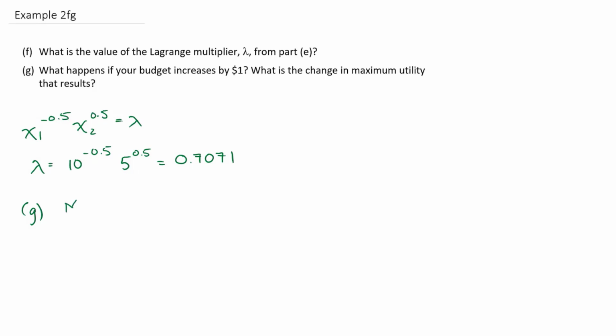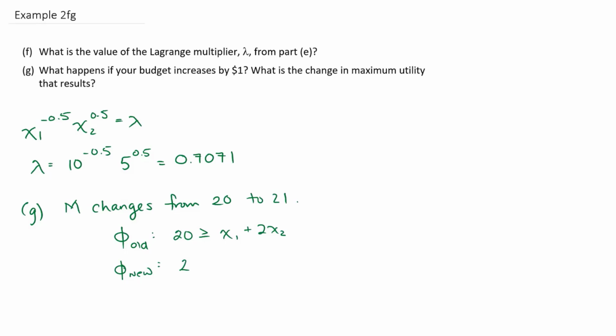So what if our budget changes from $20 to $21? Our old budget was that $20 was greater than or equal to x1 plus 2x2. That was our old budget. Our new budget would be 21 less than or equal to x1 plus 2x2. So how would this affect our Lagrange equation?